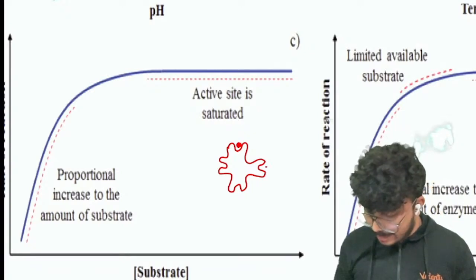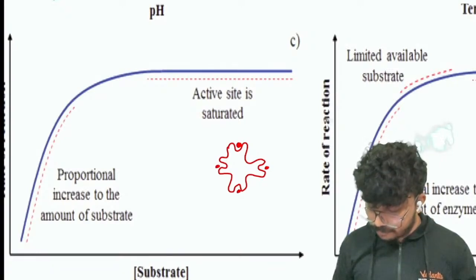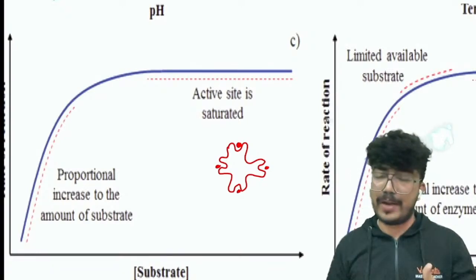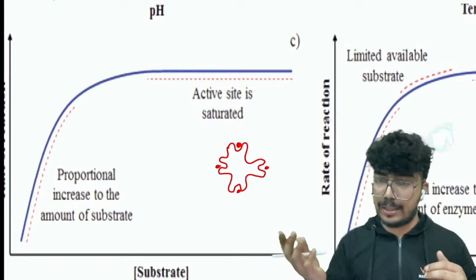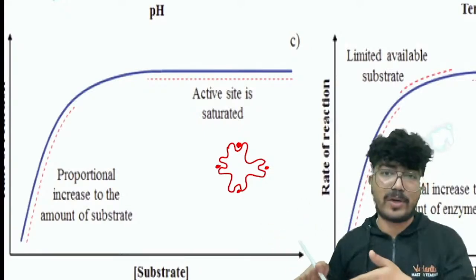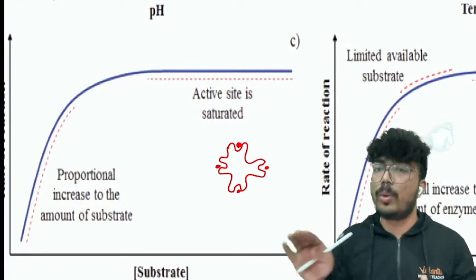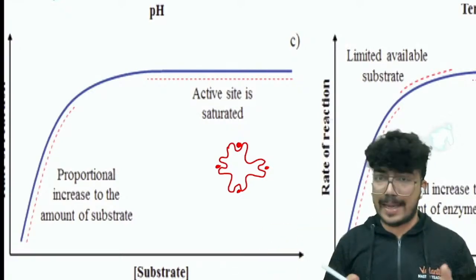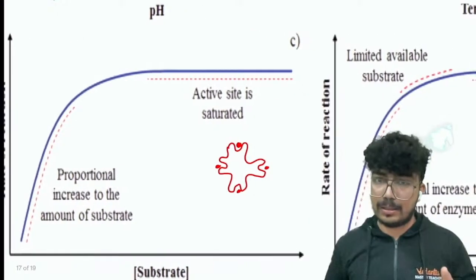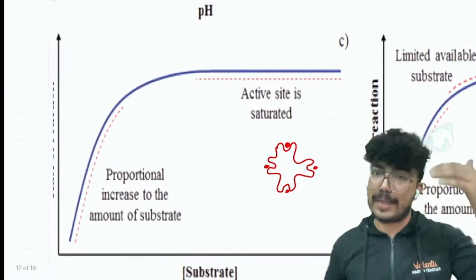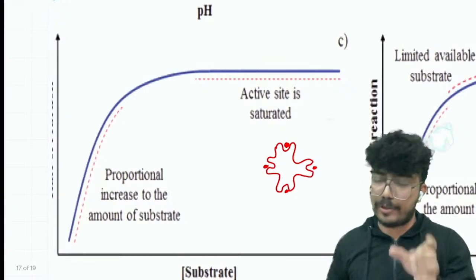Let's say as I start increasing the substrate concentration, the active sites will get occupied by the substrate, and eventually the rate of the reaction will increase. But once the enzyme gets saturated with the substrate, there will be no rise in the enzyme activity or the rate of the reaction, right? So if we look at the graph, it has the rate of the reaction on the y-axis and the substrate concentration on the x-axis.